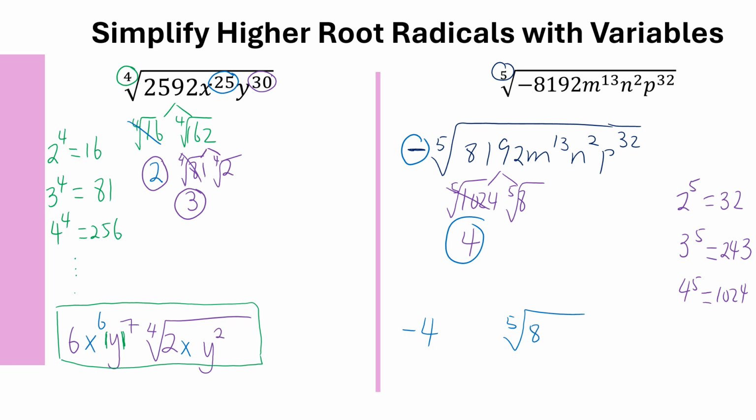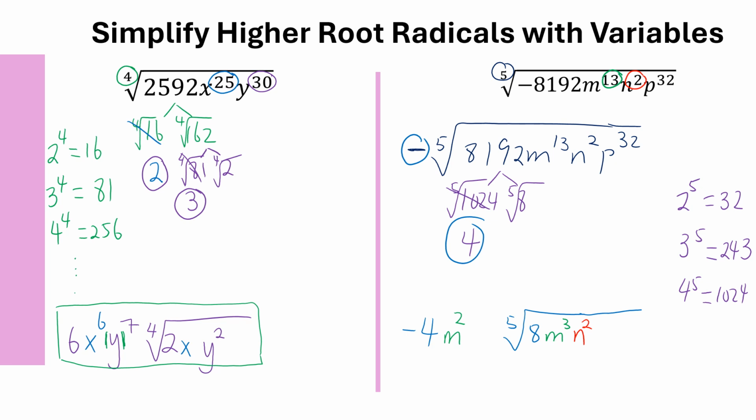And for the variables, just like what we did earlier, take the exponent inside divided by the index number, which is 5. So how many 5s can go into 13 maximum? Well, that would be 2. So therefore, it's m squared. And 2 times 5 is 10. So there's still 3 remaining, so you have m to the third power here. And for the n squared, because 5 cannot go into 2, n squared remains inside the fifth root.